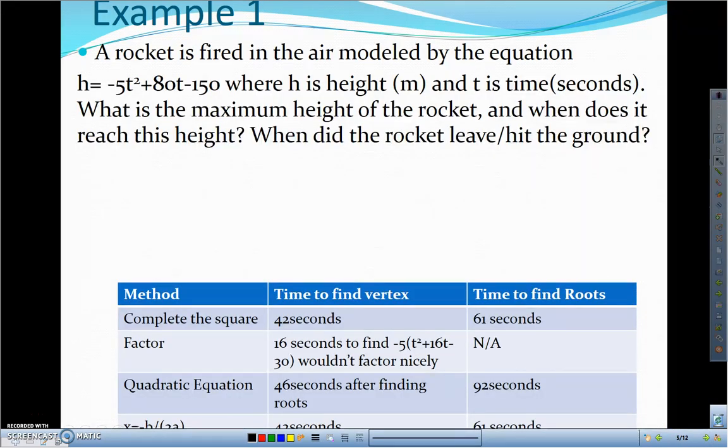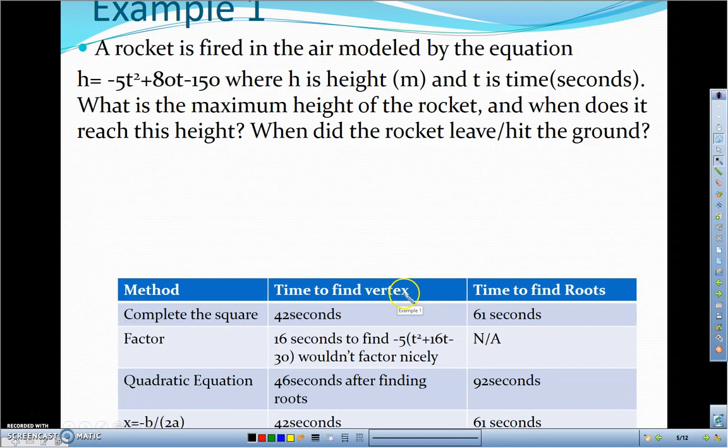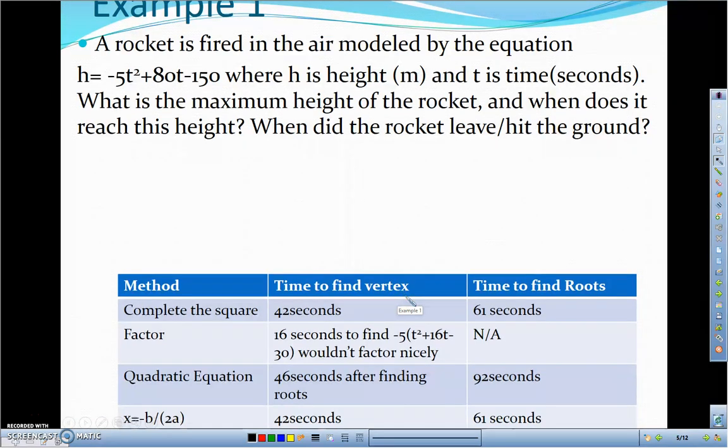We're looking at application problems today, and specifically in this example it's a rocket which is fired in the air. I decided to do a test for myself, which was to solve this using the four different methods listed on those first few slides. Completing the square, it took me about 42 seconds to find the vertex, and then a further 61 to find the roots. Factoring didn't work out, because once I got to the second step, I realized there are no nice numbers which multiply to minus 30 and add to 16. At that point, I didn't bother.